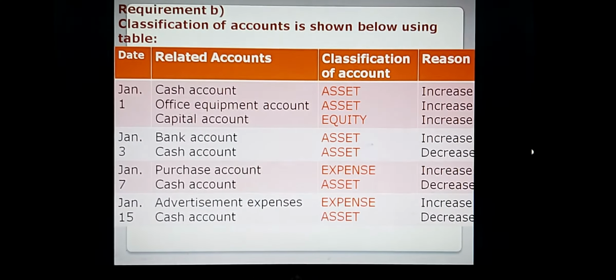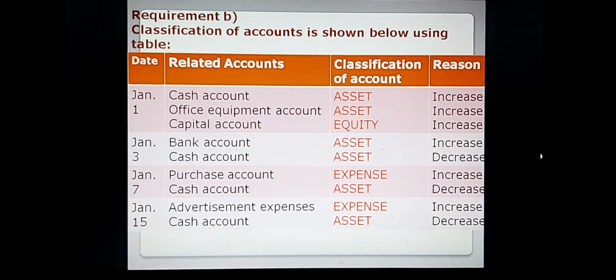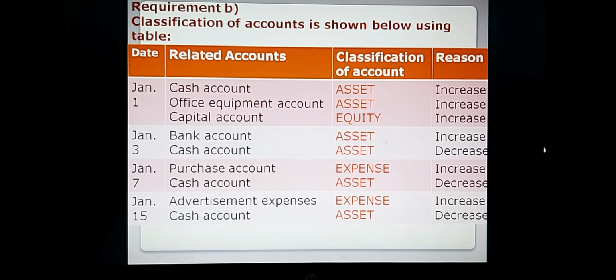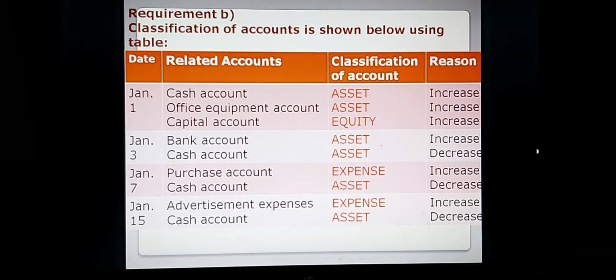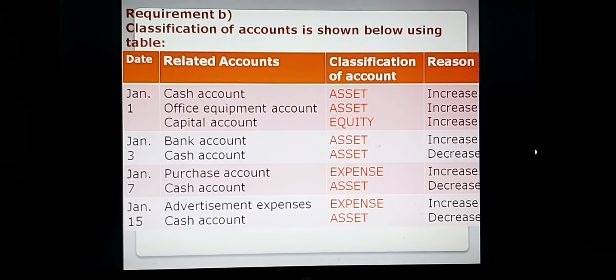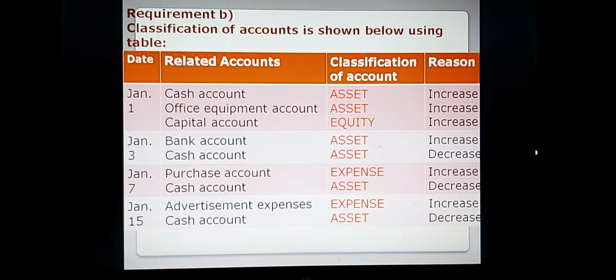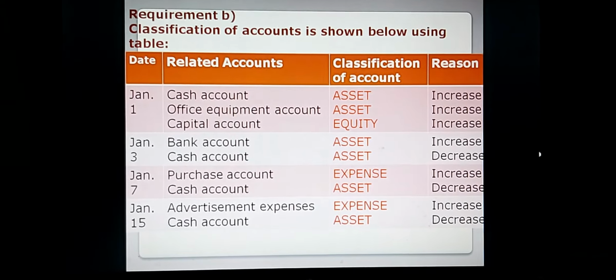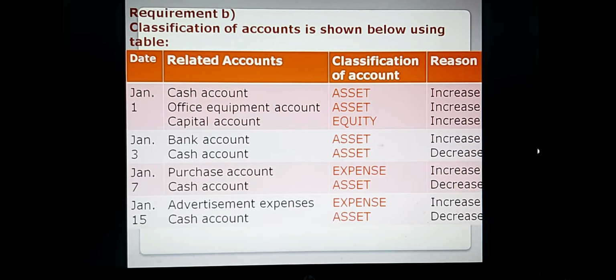Third transaction, paper item purchased for business. Paper normally or generally is one kind of stationery, but in this business, paper and other items are one kind of goods or product. So when goods are purchased, then it is purchase account, and for purchasing this, cash has gone from business.